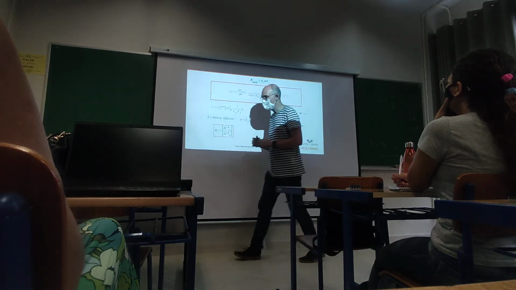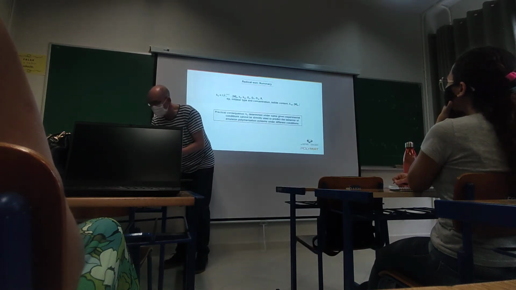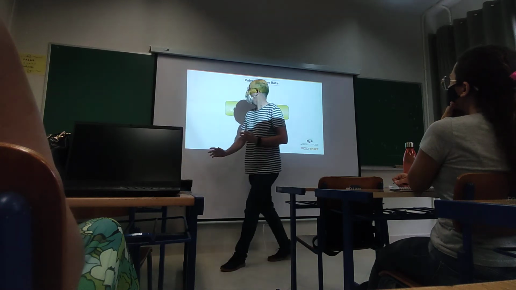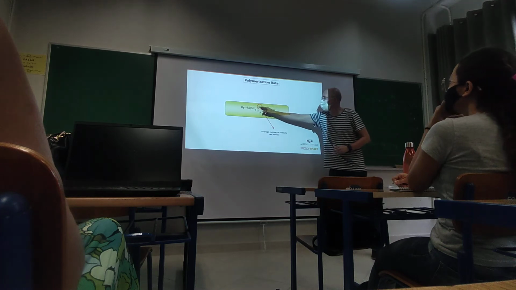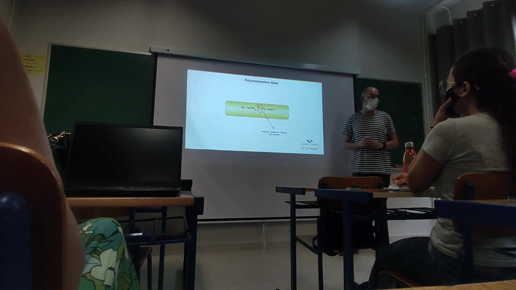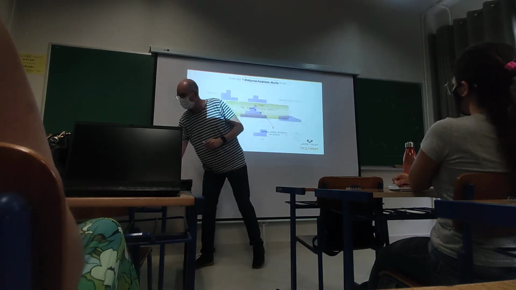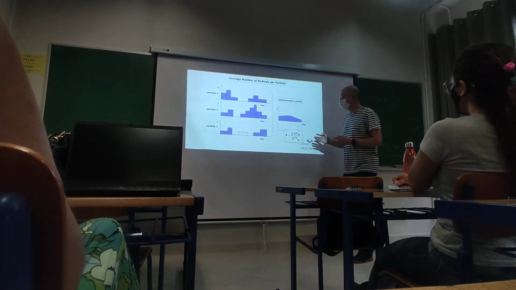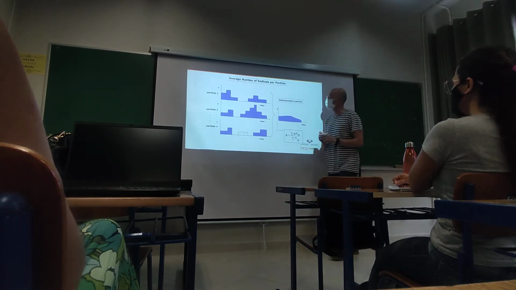Okay? So with this we have already defined the two mechanisms. Okay, this is a summary. And now we will analyze how to account for the average number of radicals per particle. Okay, the concept of the average number of radicals per particle is what I explained before.